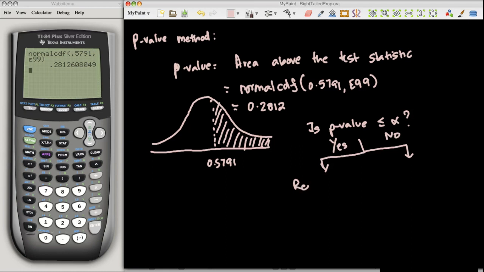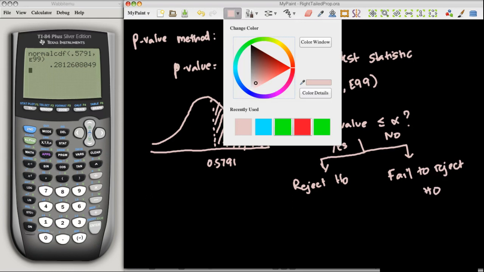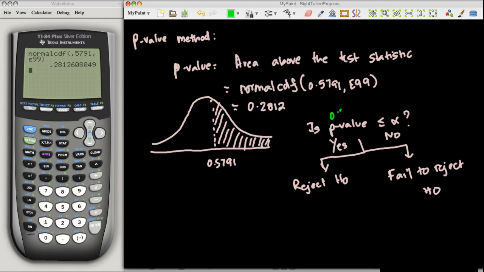So what should we say? By observing the p-value, it can be seen that the p-value is 0.2812. Is 0.2812 less than or equal to 0.1? The answer is no. So we fail to reject null.